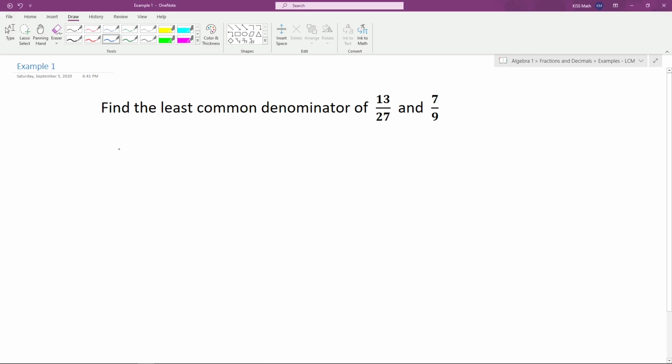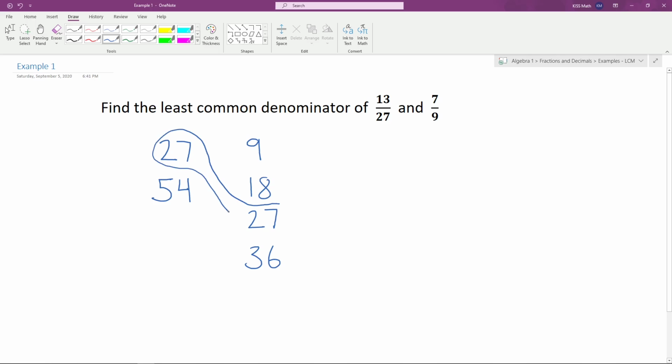So here's our first example. Our denominators here are 27 and 9. So what I'm going to do is start listing out the multiples of both of these and seeing if I can find a common one. So for 27, the first one, and then we have 54. That's about as much as I can do. For 9, we have 9, then we have 18, 27, 36, and here we go. We already got our first common multiple of 27.